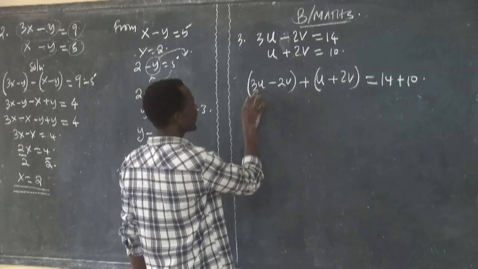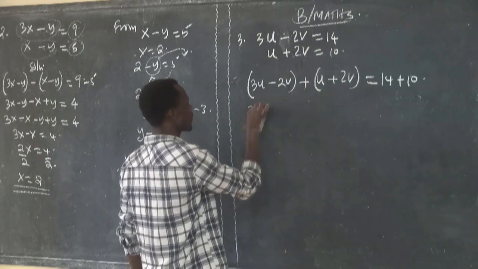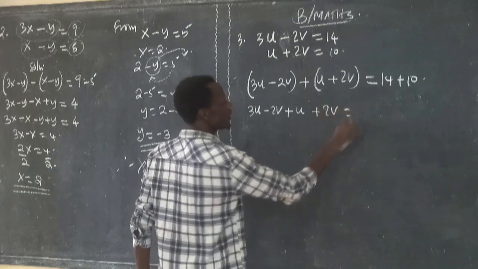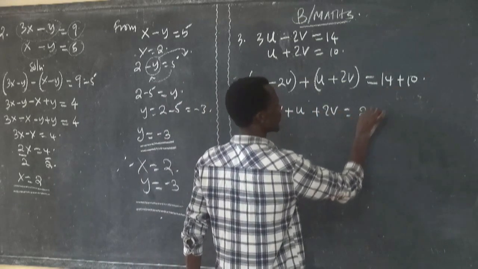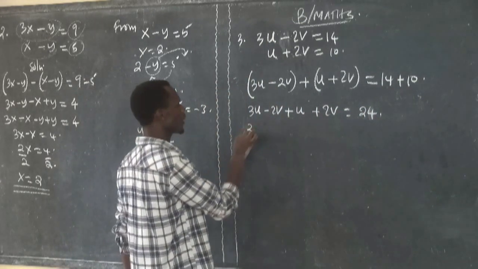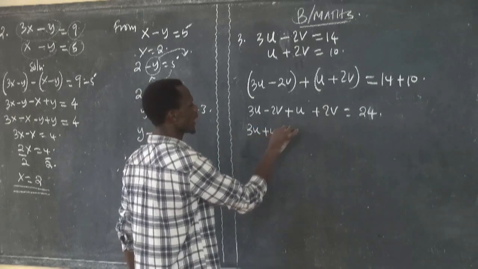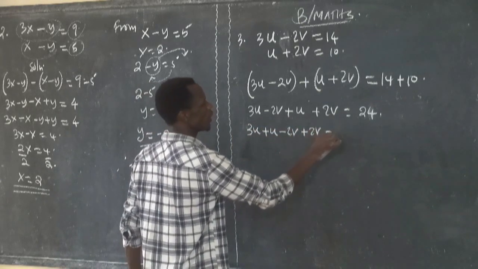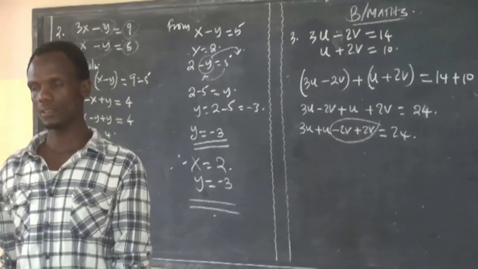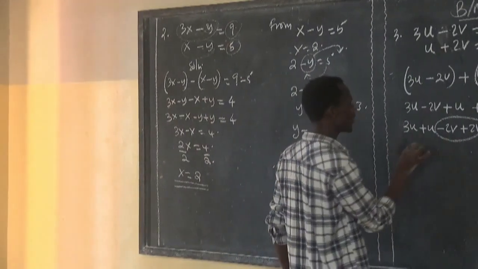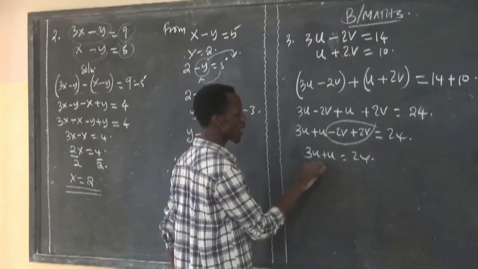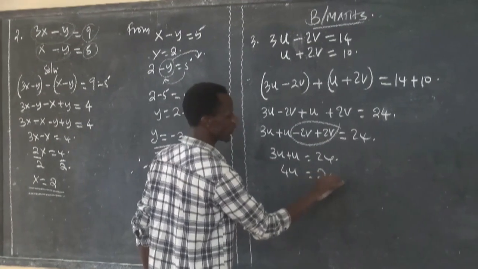And that's why we have this one. Now open in the bracket, we have 3u minus 2v plus positive 2v is equal to 14 plus 10. We have 24. Now collecting the like terms, now you have 3u positive u, negative 2v positive 2v is equal now to 24. This automatically are eliminated. Now eliminating here will remain with 3u positive u is equal to 24. Now collecting like terms, now we have 4u is equal now to 24.